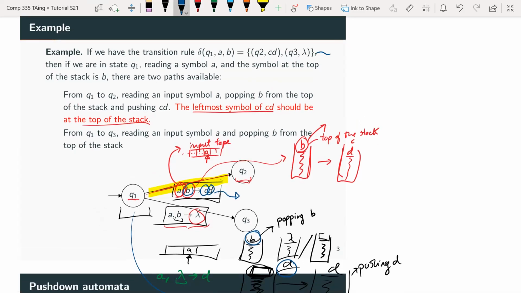And if you just want to write it mathematically, because it's a non-deterministic choice, what this is saying is, if this is your state, this is your input, and this is the top of the stack, then there are two possibilities. Either you can go to Q2 and replace the top of your stack with CD, or go to Q3 and replace the top of your stack with lambda. Okay, so this is what this means, and this is how this translates to something like this. So that's for understanding how a PDA works.